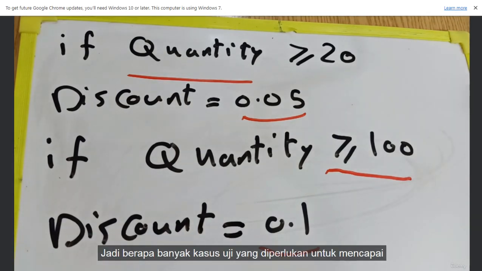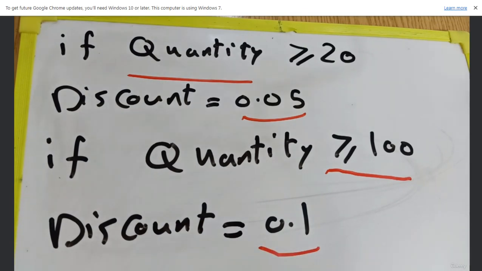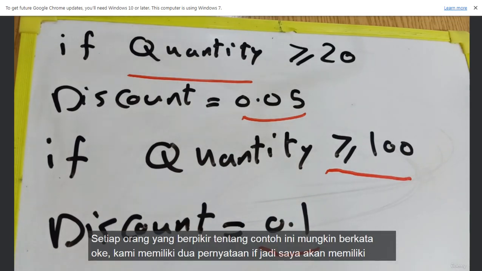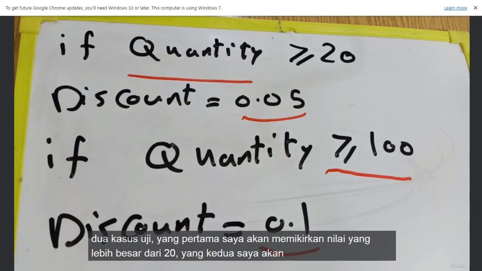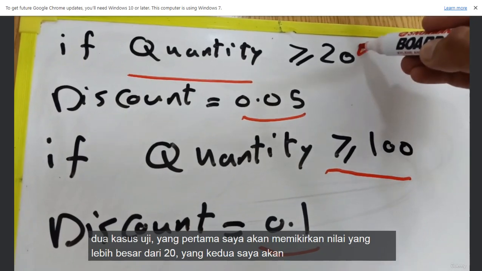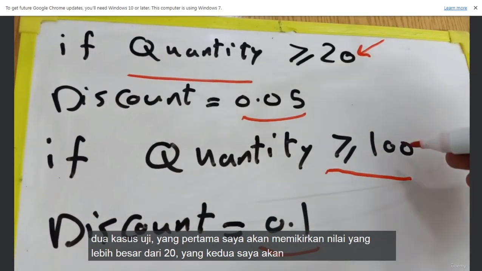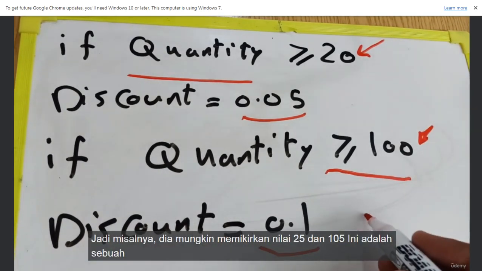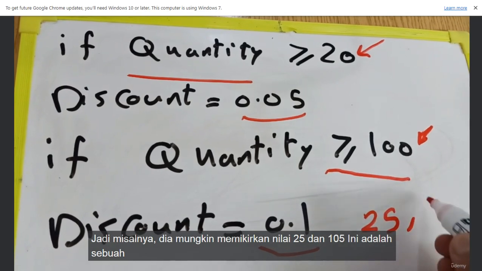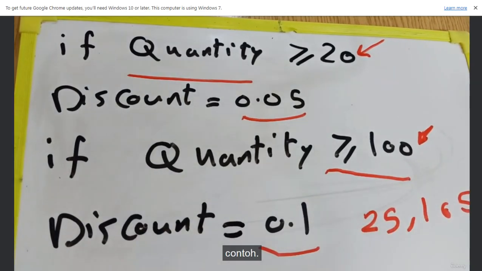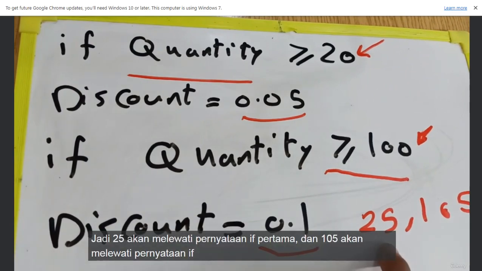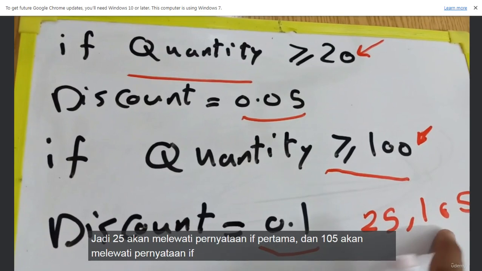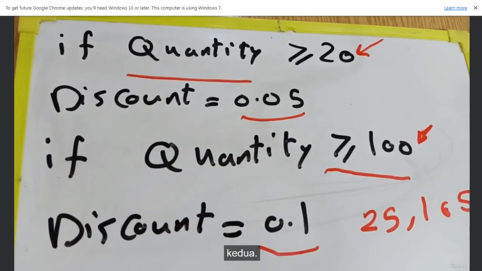So how many test cases will be required in order to achieve 100% statement coverage? Any person who thinks about this example might say, okay, we have 2 if statements, so I will have 2 test cases. In the first one, I will think of a value that is greater than 20. In the second one, I will think of a value that's greater than 100. So for example, he might think of the values 25 and 105. This is an example. So 25 will pass through the first if statement and 105 will pass through the second if statement.